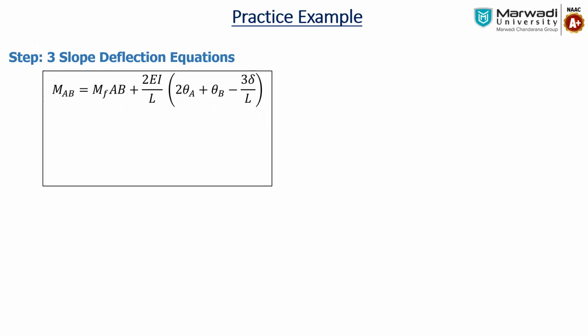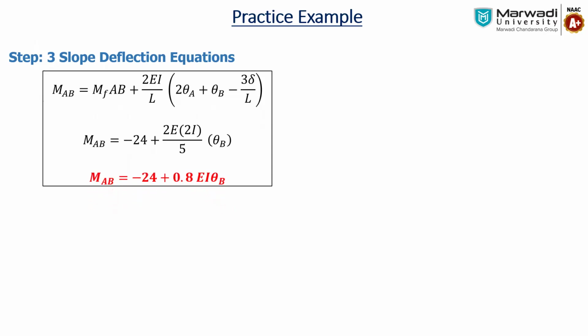Now here in this case, MFAB was minus 24. If you see in the previous, as per the given data, I is taken as 2I. L is 5, and theta A is 0 because no rotation of the support is given, and the support is fixed, so there will be no rotation in that. So theta A is 0. There is no support settlement, so delta is also 0, so remaining is theta B.